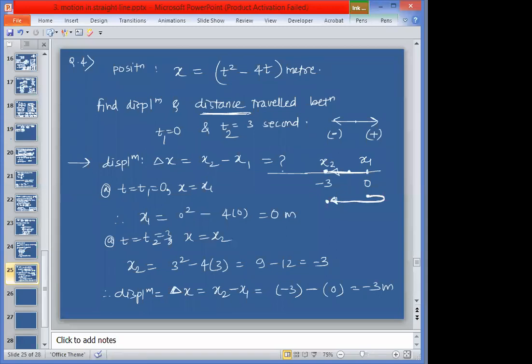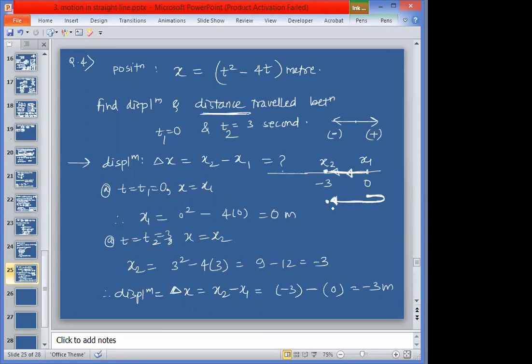Particle काय असंच गेला असं नाही. Reply in the chat box. Are you getting it? Do you know the particle went like this? No. Particle may have gone like this. So in that case, the answer will be different. Okay, let's try to find out the answer.